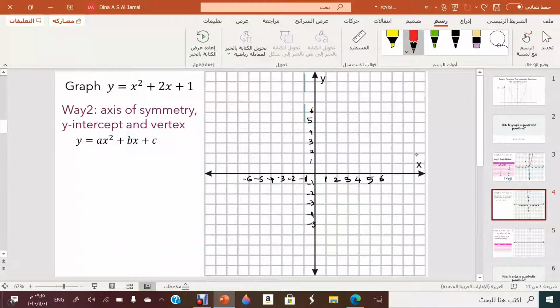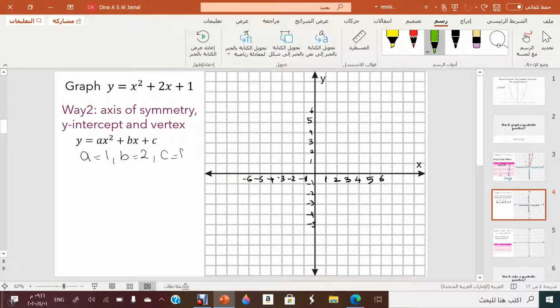let's go to the way which is easier, as I told you previously in my class. So let's revise together what we need to do. Way number 2 is that you need to compare your function to the standard form that is given to you, y equal ax squared plus bx plus c. So your a here is 1, your b is 2, your c is 1.